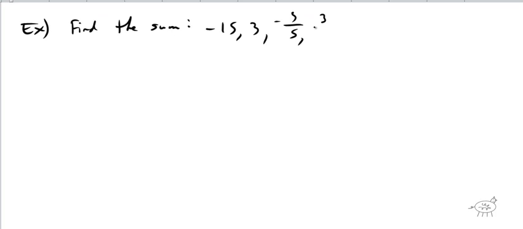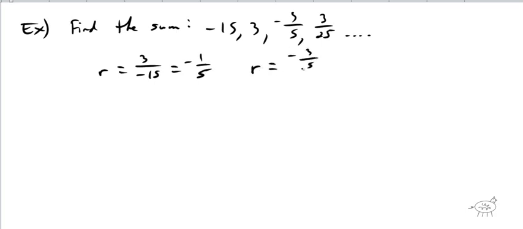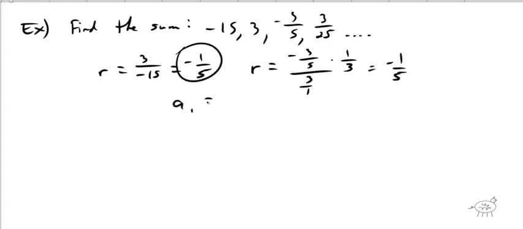Okay, let's try another one here. Find the sum: -15, 3, -3/5, 3 over 25, dot, dot, dot. So you know it's an infinite geometric series. r is, let's just make sure, 3 over -15, which is -1/5. Let's try another one: -3/5 over 3, same thing as -3/5 times 1/3, and that gives us negative 1/5. Okay, good. So r is negative 1/5, and a sub 1 is negative 15.